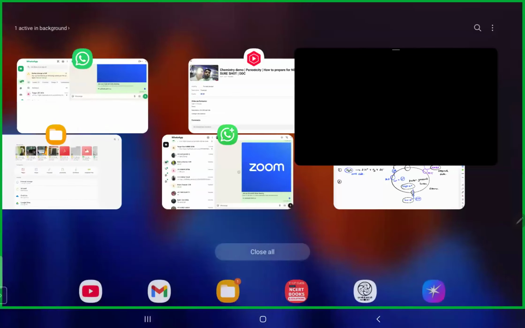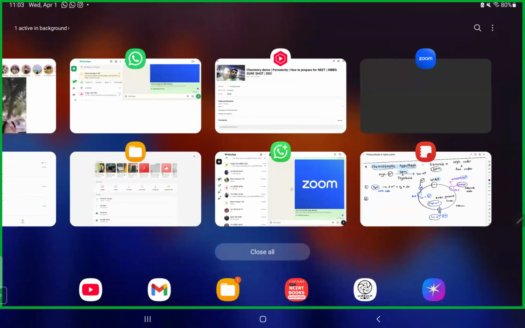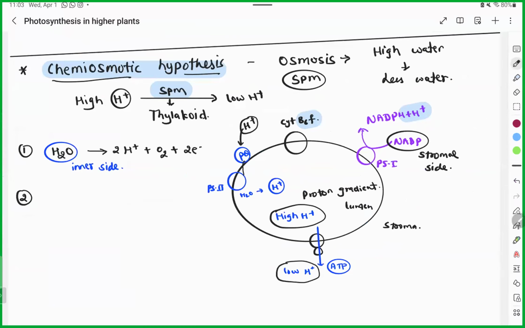So guys, look at this. The ultimate purpose in this topic is to increase H positive ion inside the lumen and decrease H positive ion from the stroma. Correct? Water helps to increase the H positive ion and NADP helps to reduce the H positive ion from the stroma. Correct?